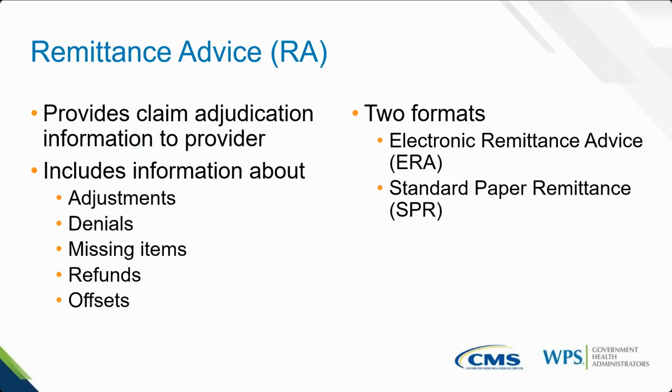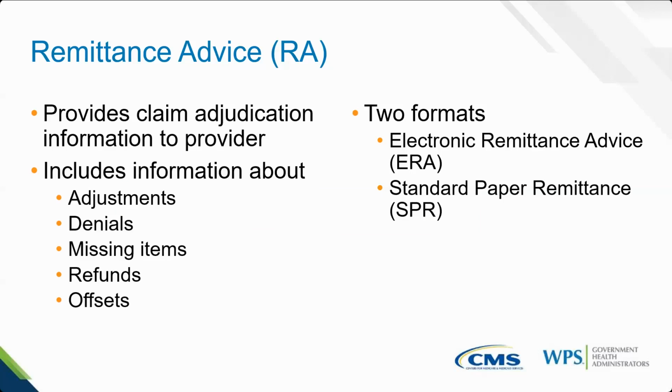You might hear us call it the remittance notice in addition to the remittance advice. And of course, some people will just shorten that up to the remit. Other times you might hear us refer to it as the RA. Most providers receive an electronic remittance advice or an ERA as opposed to a paper remittance or an SPR, standard paper remittance.